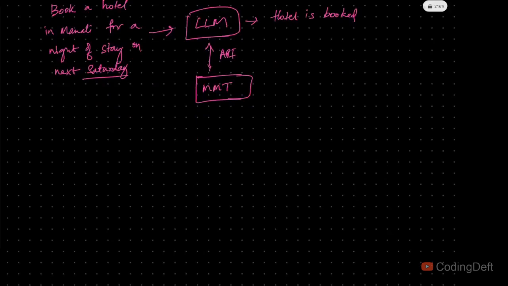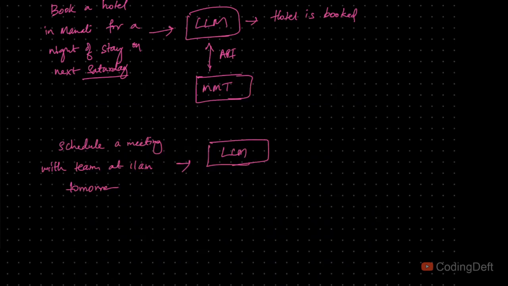Another example is scheduling a meeting. I'll say schedule a meeting with team at 11 a.m. tomorrow. Of course, your AI agent needs to have information like what is the team distribution list, and access to email clients like, let us say, Outlook or Gmail or Google Calendar, whatever it is. So the output of this will be an action, that is, meeting is scheduled.